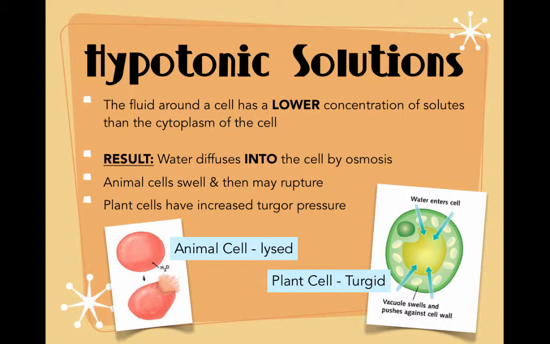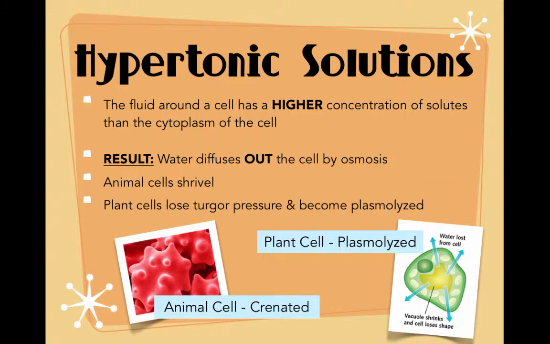Whereas in plant cells, if water enters, it's actually really good because then it increases the turgor pressure and the cell becomes turgid. In hypertonic solutions, the fluid around a cell has a higher concentration of solutes than the cytoplasm of the cell. As a result, the water diffuses out of the cell via osmosis. In animal cells, they'll shrivel or become crenated, whereas plant cells will lose turgor pressure and become plasmolyzed.